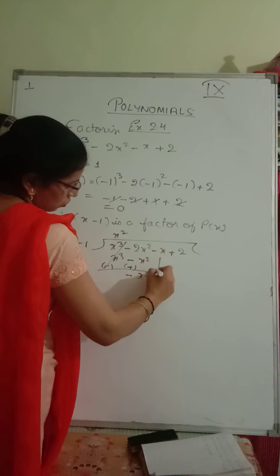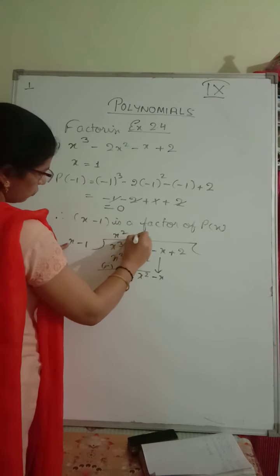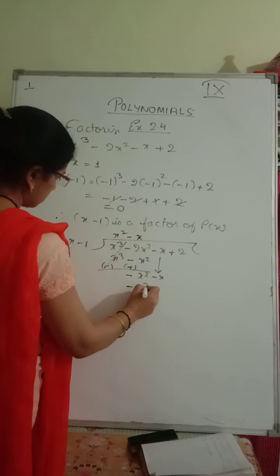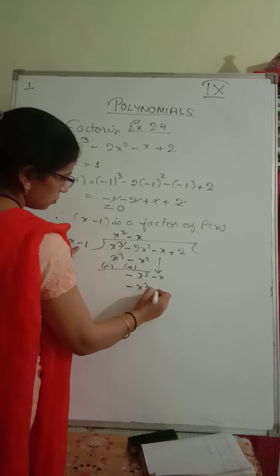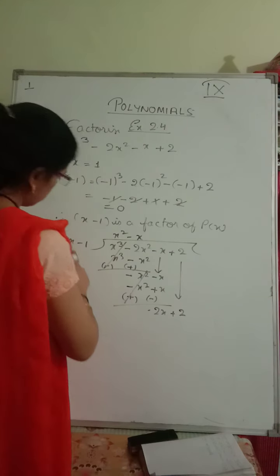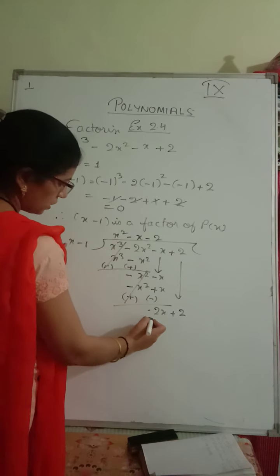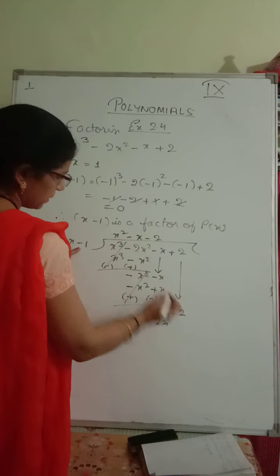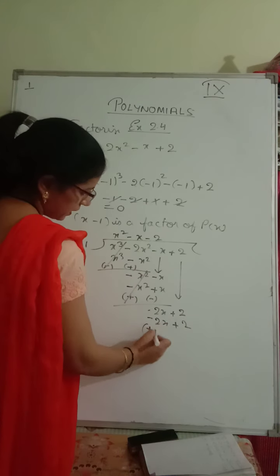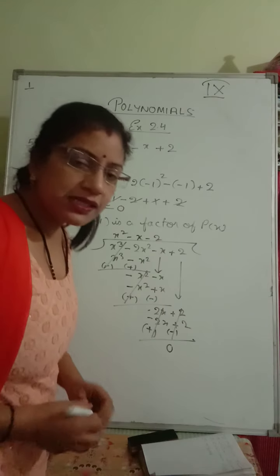Then we note down minus x from here. Now we want minus x square, so we multiply by minus x, giving minus x square plus x. Subtracting, minus x square cancels out, and we get minus 2x, and we note down plus 2. We want minus 2x, so we multiply by minus 2, giving minus 2x plus 2. Subtracting, the remainder becomes 0.